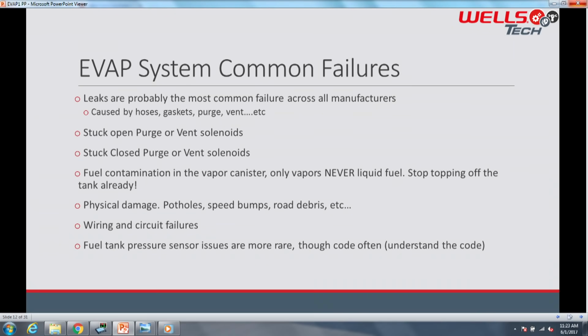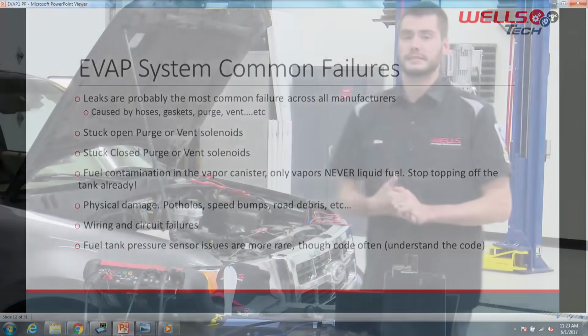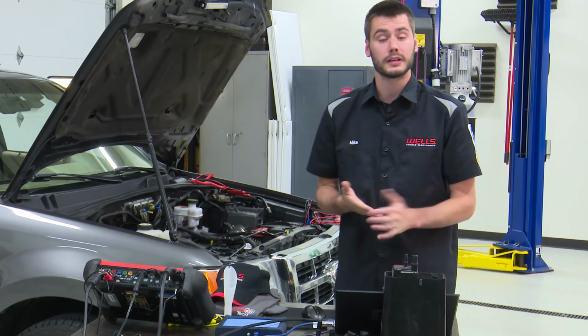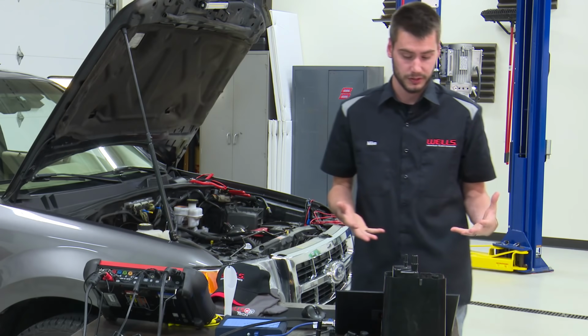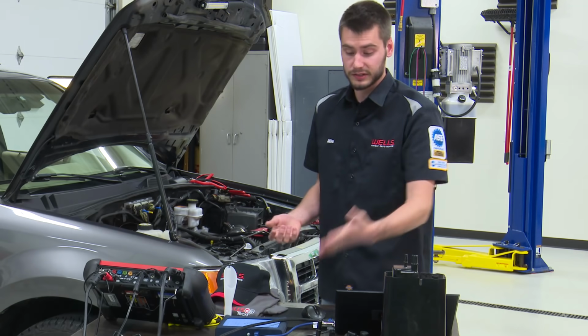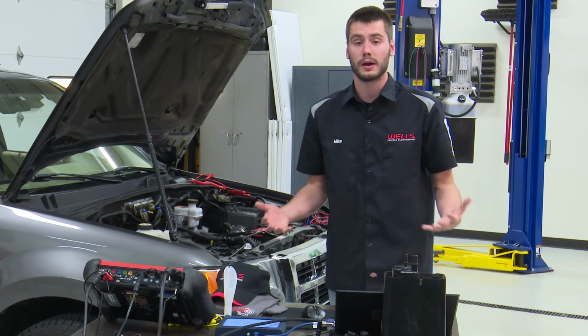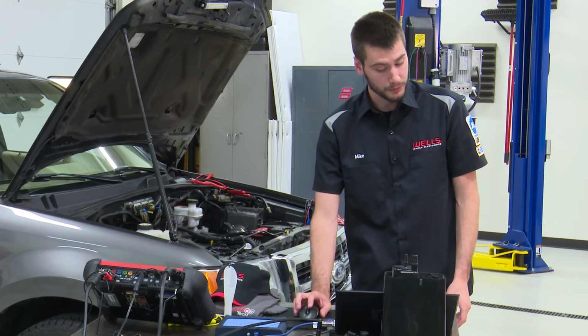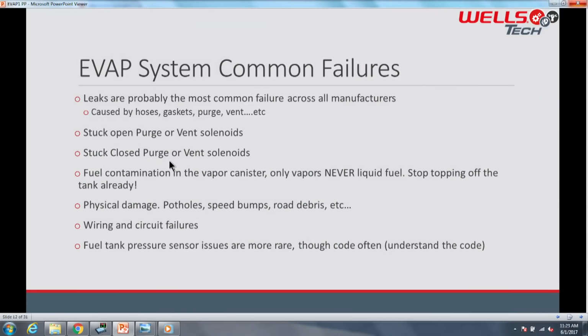So common failures related to EVAP, as many of you know, leaks are going to be the biggest failure that we see in the shop. Typically, the vehicle will come in with a small leak, large leak code, something like that. And this is commonly because solenoids fail, hoses fail, dry rot over time, clamps fail, that kind of thing. Stuck open or closed vent or purge solenoids, we kind of went over that a little bit already.